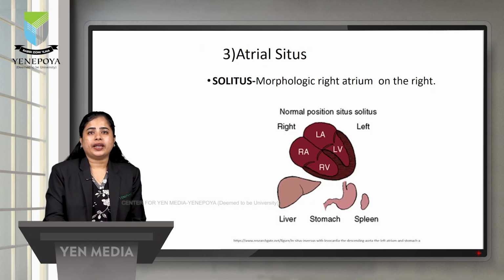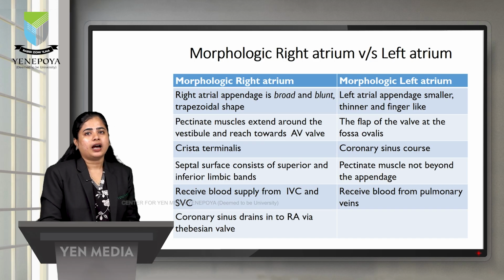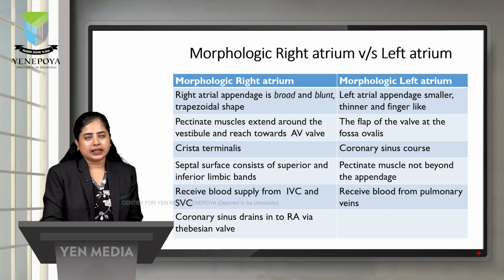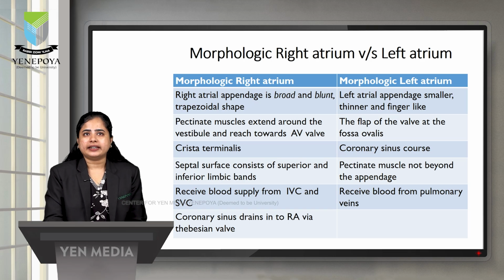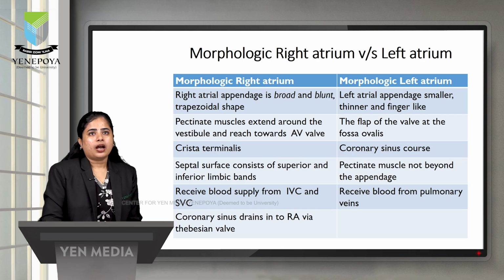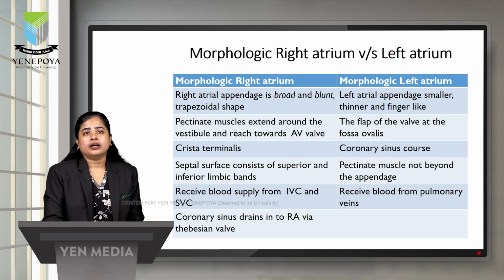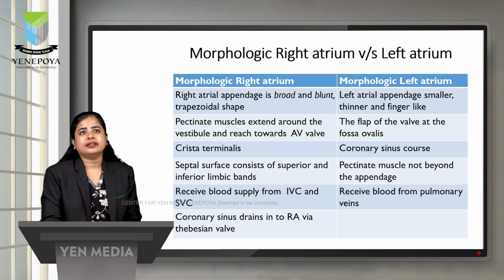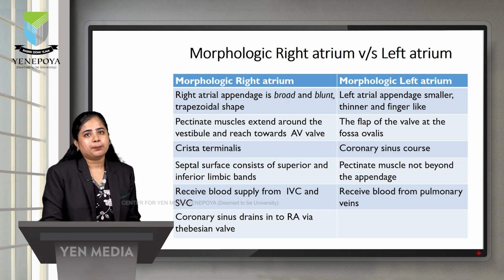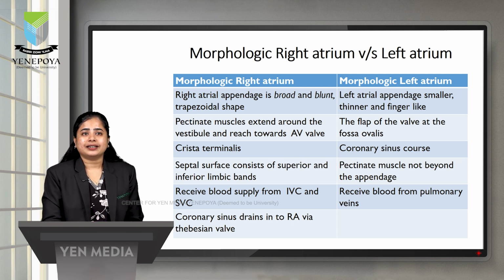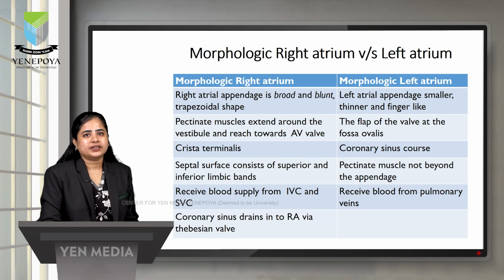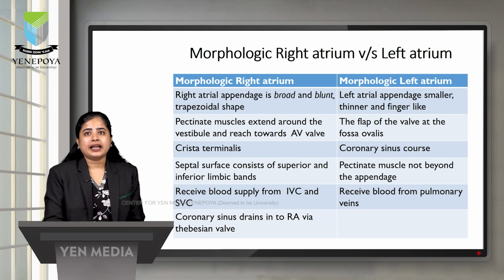Atrial situs, we should be able to differentiate which is the morphological RA and which is the morphological LA. So these are the differentiating criteria for RA and LA. RA has an appendage which is broad, blunt and trapezoidal in shape, whereas the LA appendage is smaller, thinner and finger-like. RA has a crista terminalis and it receives blood from SVC, IVC and coronary sinus, whereas LA has pectinate muscle that does not extend beyond the appendage, and also it receives the four pulmonary veins.